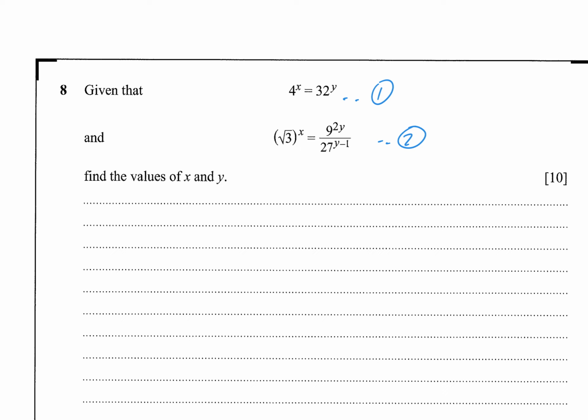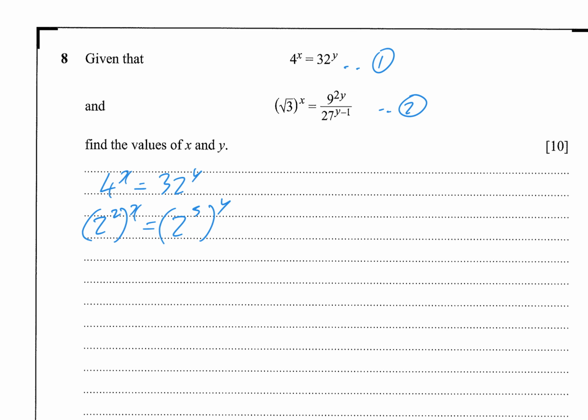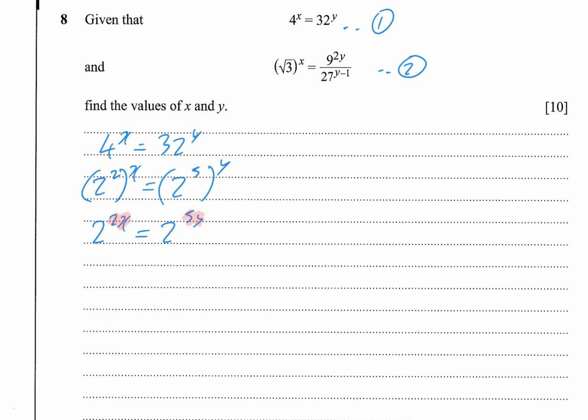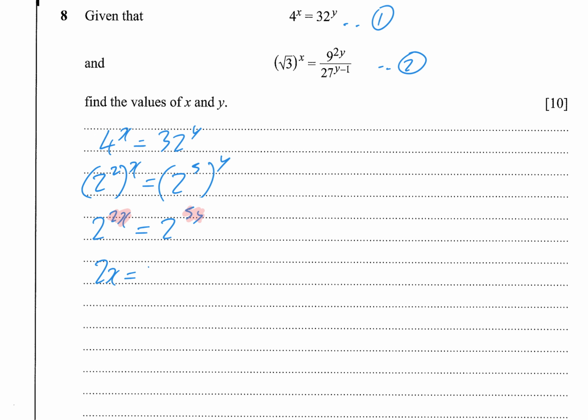So our first equation, let's just look at it. What was it? 4 to the power of x equals 32 to the power of y. We can make the bases here 2. So that could be 2 squared to the power of x. And 32 is 2 to the power of 5 to the power of y. So that becomes 2 to the power of 2x equals 2 to the power of 5y. And that means my bases are the same, which means my powers must be the same. So I could say then 2x is equal to 5y. That's what my first equation became.